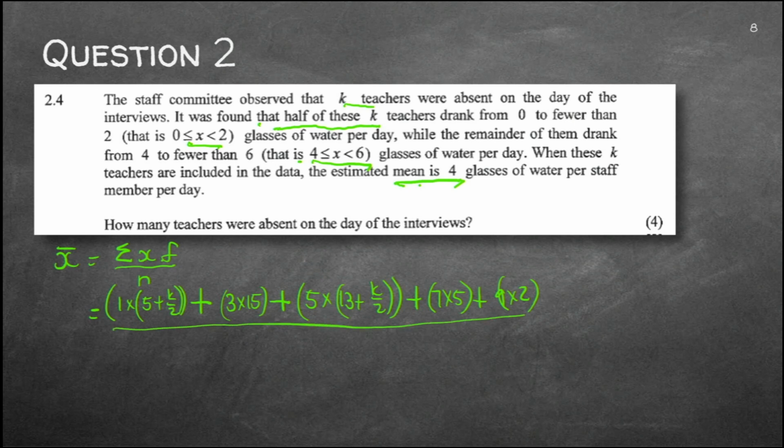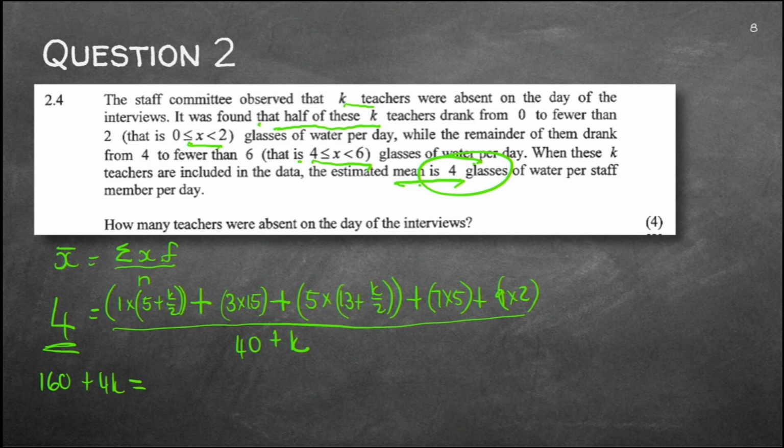Now originally there were 40 staff members. Now it's 40 plus K. And all this should then be equal to a value of 4, because they said the new estimated mean would be 4. And now we just need to solve for K. So let's start. Obviously I would first multiply out with the 40 plus K and try and simplify it like that. So we'll have 160 plus 4K.